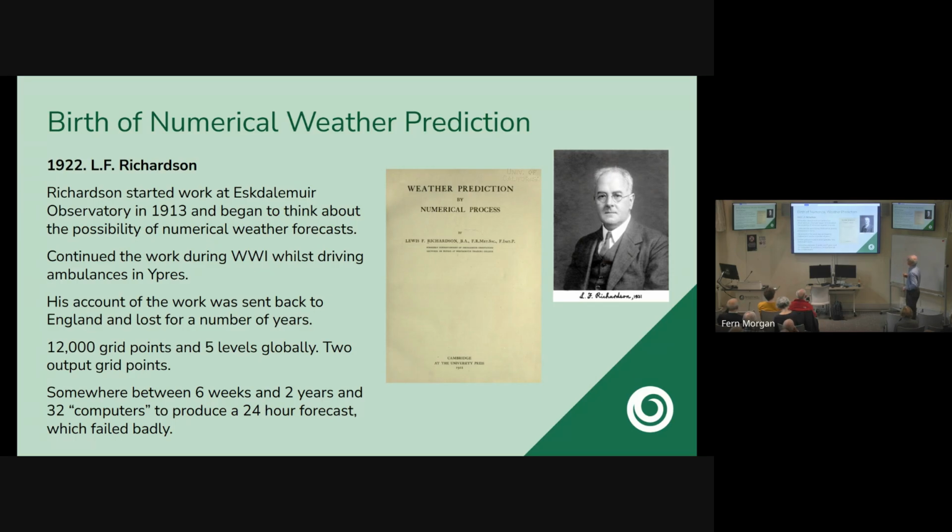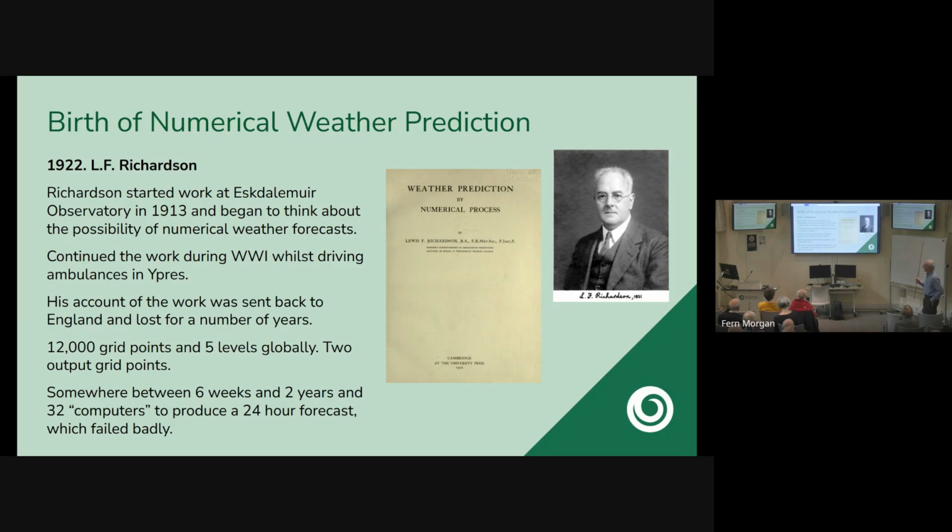So Richardson joined the Met Office in 1913 and worked at the Eskdalemuir Observatory, which is not terribly far from here, near the Scottish borders. In those days the Met Office belonged to the Ministry of War, I suppose it was called then. Richardson was a conscientious objector during World War I, so he left the Met Office. He drove ambulances in Belgium and France during the war, but kept on working on his science while he was doing this.